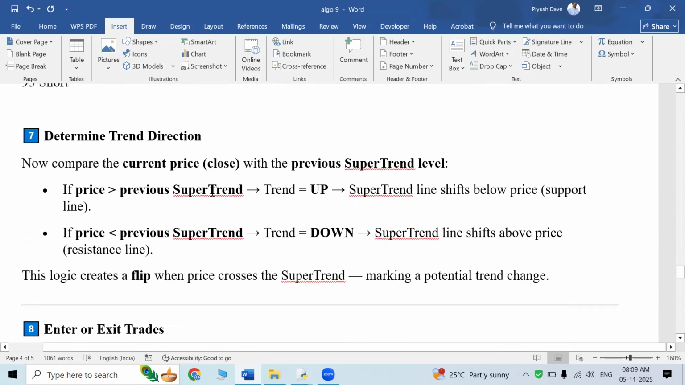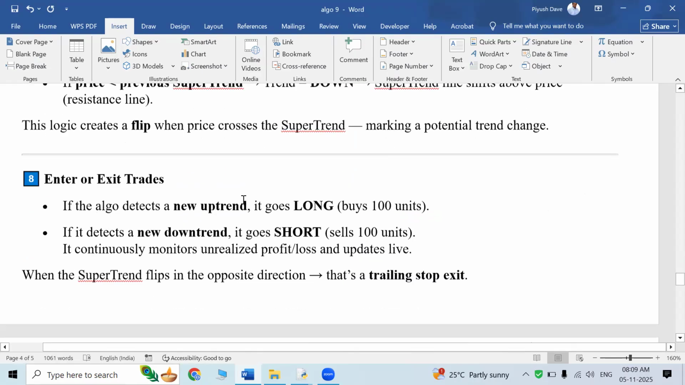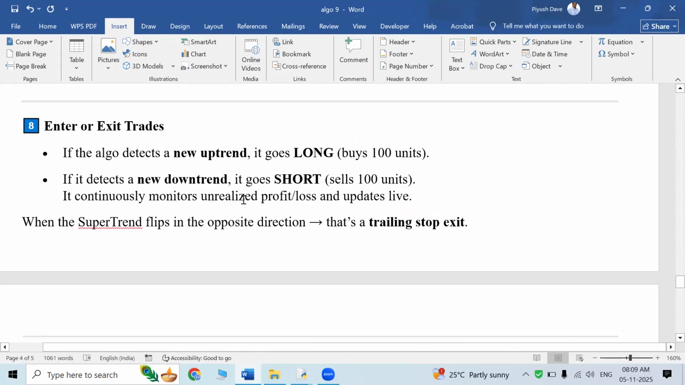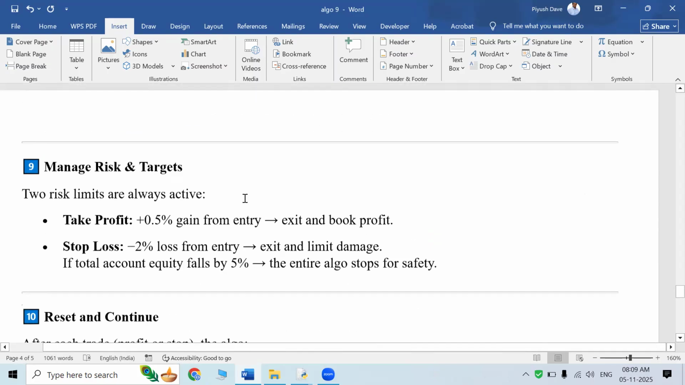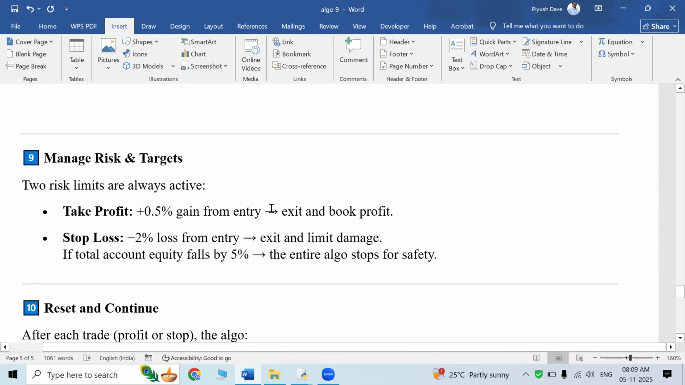So price above the previous super trend, price below the super trend. So this is for the upside, this is for the downside. Okay, so now a new trend is detected, 100 units we are going to buy. If a new downtrend is detected, we are going to short the 100 units. Okay, book the profit on every 0.5. Stop loss is 2% of total, and if total loss is above 5%, the algo is automatically going to stop.